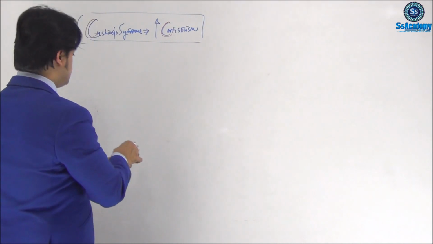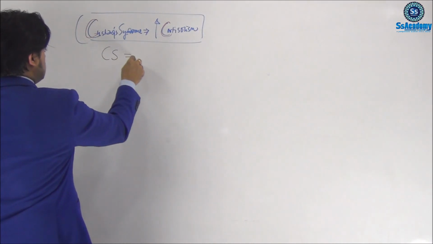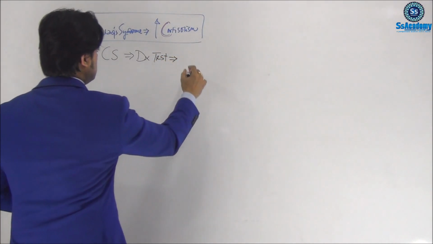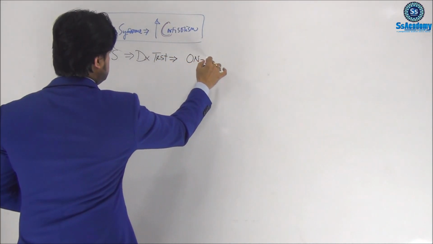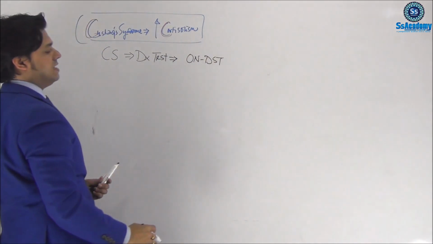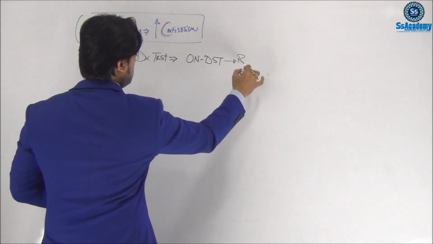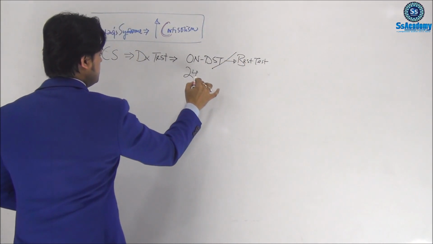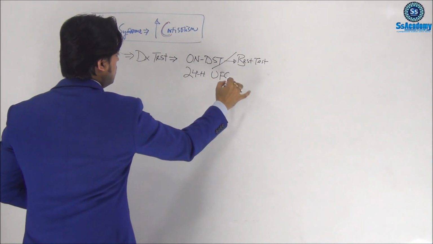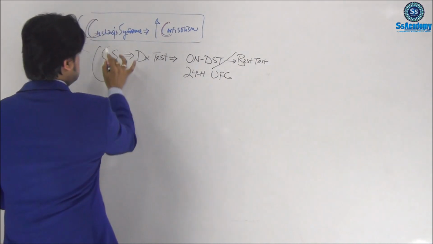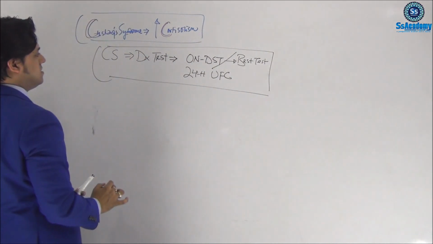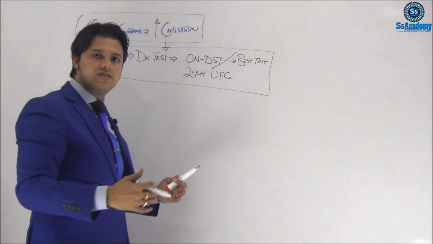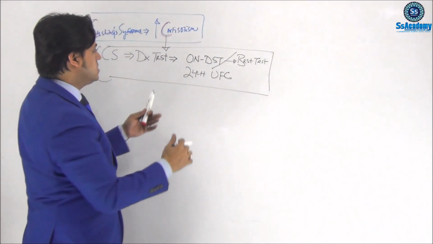So once again, for Cushing syndrome, the C is for diagnostic test. Make a box. ONDST is the best test. What I say? Best test. And also we can do the 24 hours urinary free cortisol. So that is the box for diagnostic test. Diagnostic test means to confirm, to show the evidences of hypercortisolism.